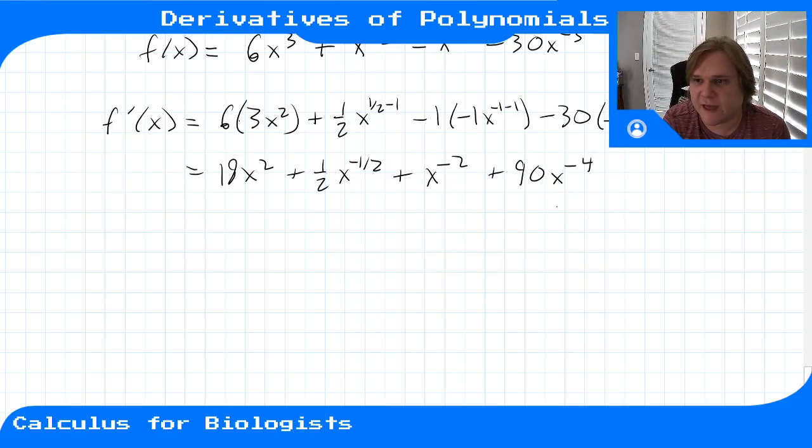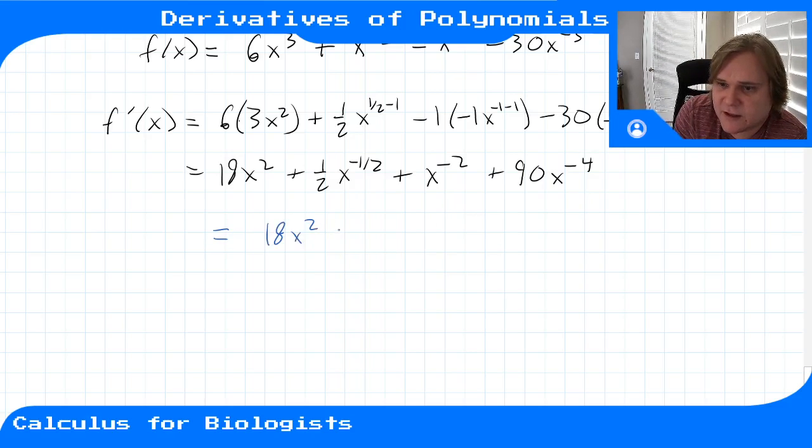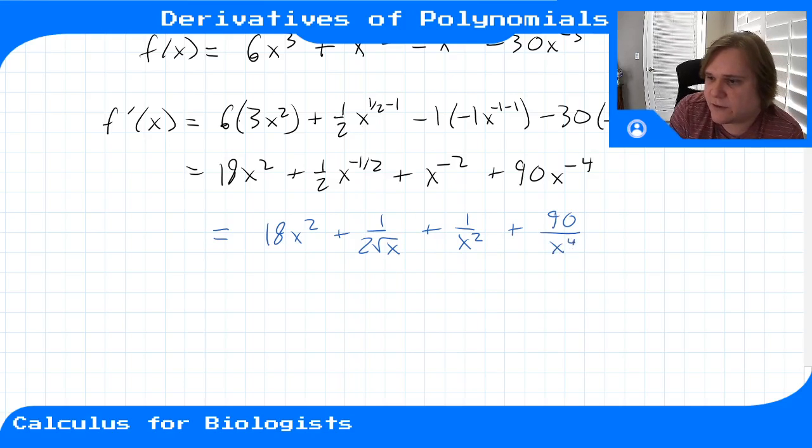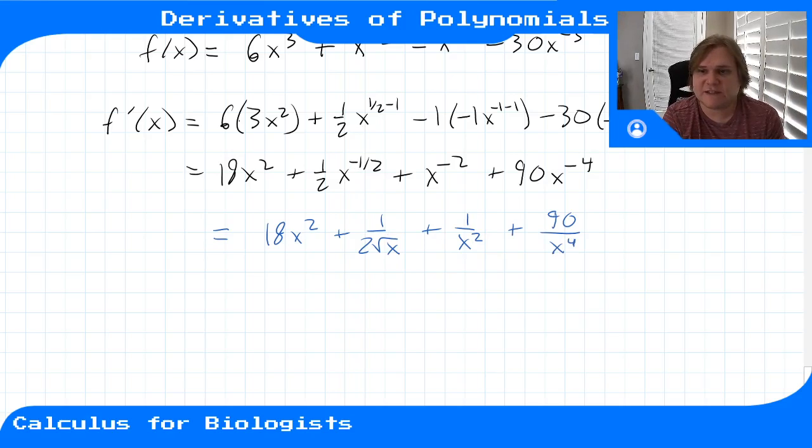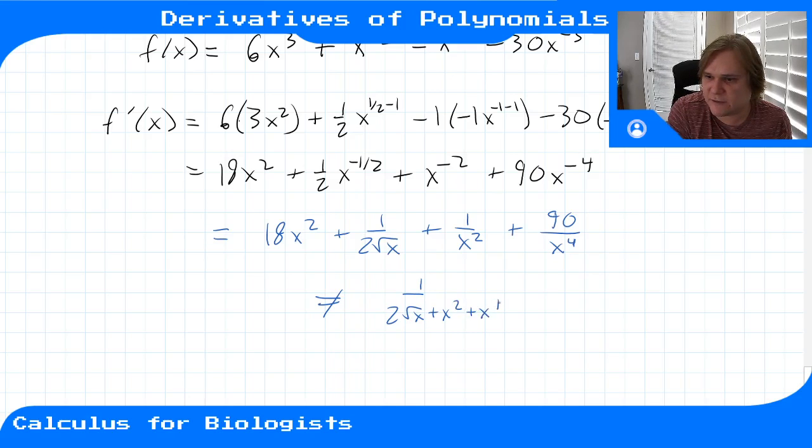Right, so then if I wanted to rewrite that in a way that I had before, I could, or I could leave it like this. Either way is fine. This is the same thing as 18x squared plus 1 over 2 root x plus 1 over x squared plus 90 over x to the 4. Right? And when you have these different negative powers of x, you can't combine those. Unless you were to multiply them and find a common denominator, you can't just combine them all. Right, so this is not the same thing as 1 over 2 root x plus x squared.